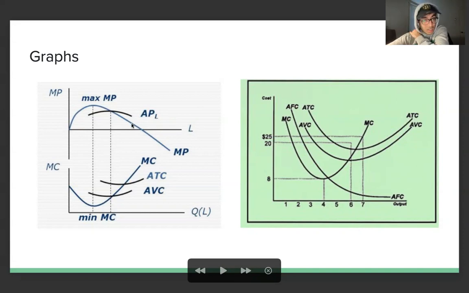And now when we look at these two graphs together, the important thing that you need to keep in mind is that the maximum of marginal product coincides with the minimum of marginal cost, and that the point where MP intersects AP is the point where MC intersects AVC. Yep, and that's almost everything you need to know about these graphs.